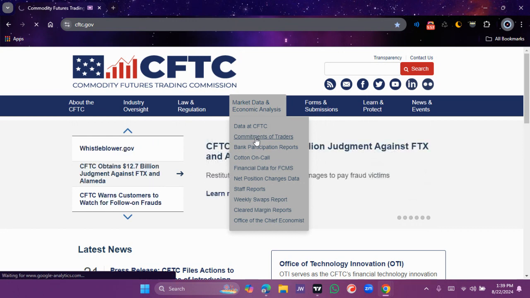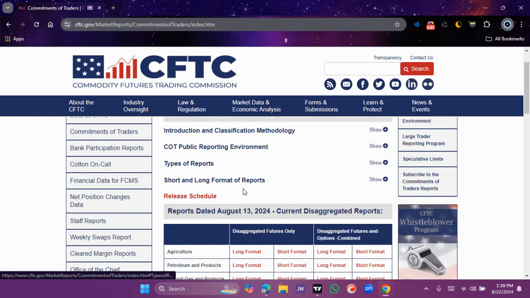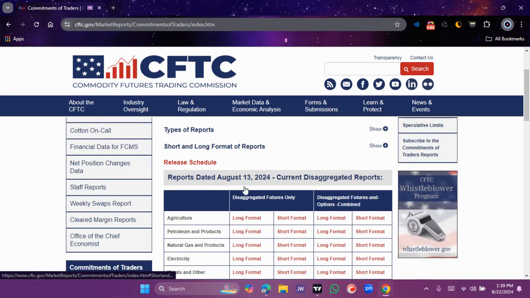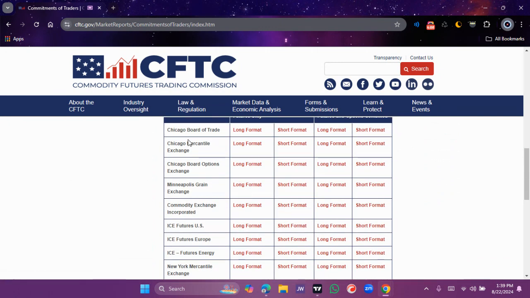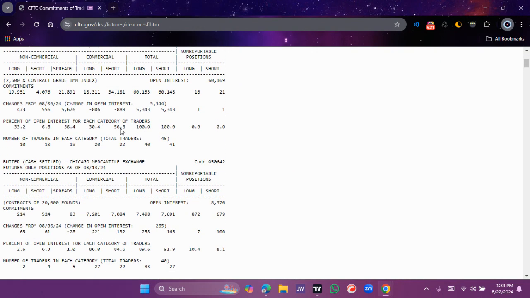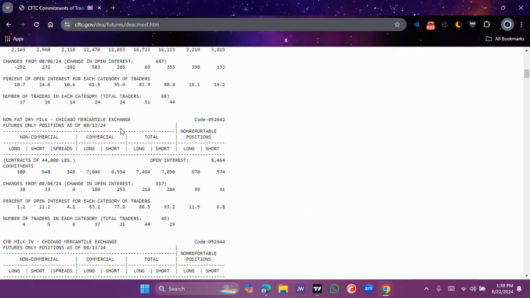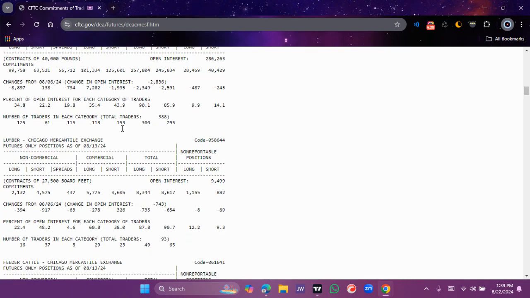These are the positions of big institutions, reported every Tuesday. So what you do is go here to the Chicago Mercantile Exchange. You don't look at the long format, you look at the short format. And then you look at your assets. These are the positions and everything. But wait until I find the Australian dollar, and then you'll see what I mean.